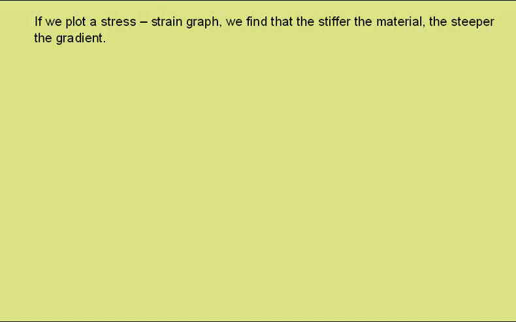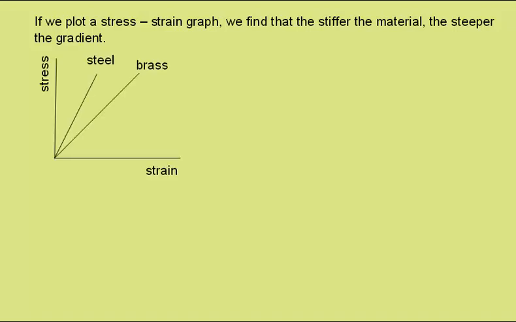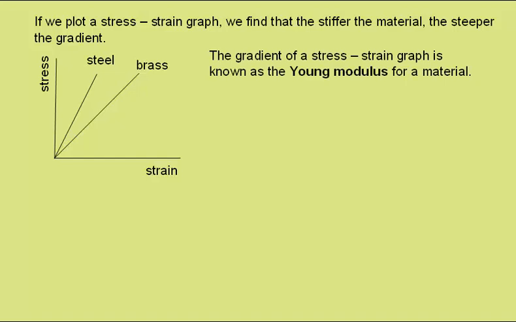If we plot a stress against strain graph, we find that the stiffer the material, the steeper the gradient. So here we have a stress against strain graph. Steel has roughly twice the stiffness as brass. The gradient of a stress-strain graph is known as the Young modulus for a material, and so the steeper the gradient, the greater the Young modulus, and the stiffer the material.